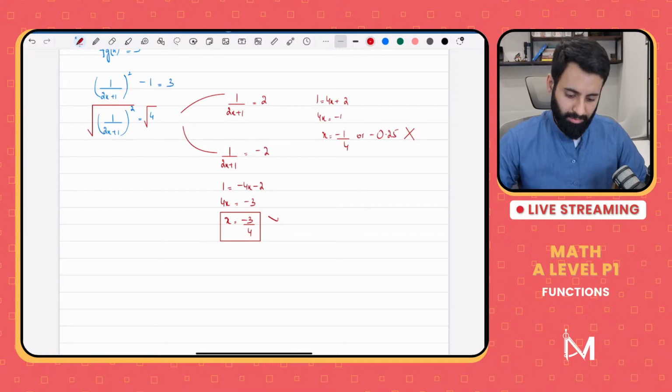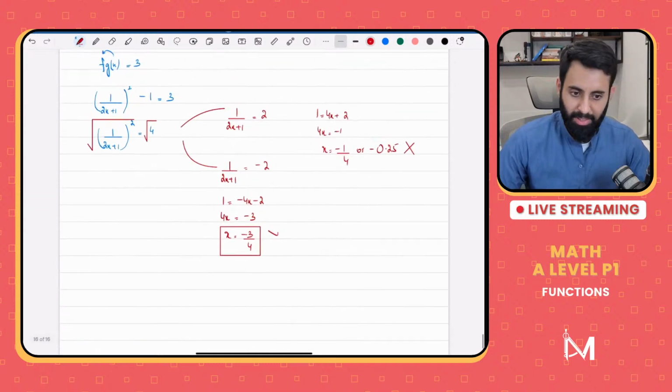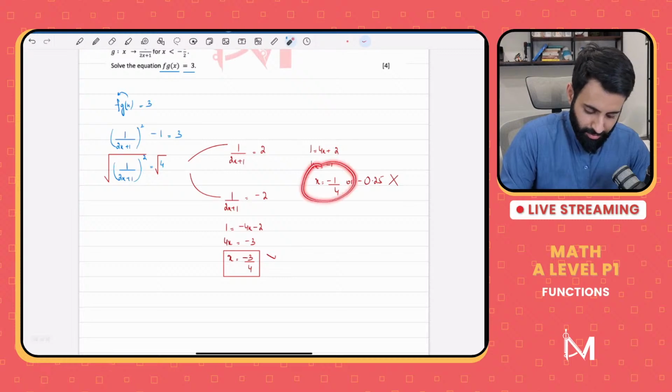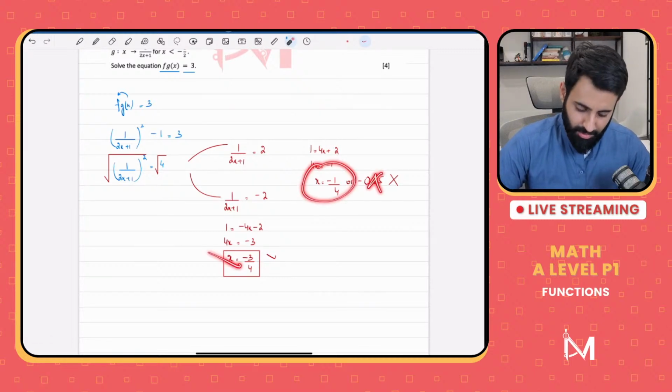So, it is plus minus 2, Shazia, but we are not going to take this solution because this does not fall in the domain. We're only going to take this solution.